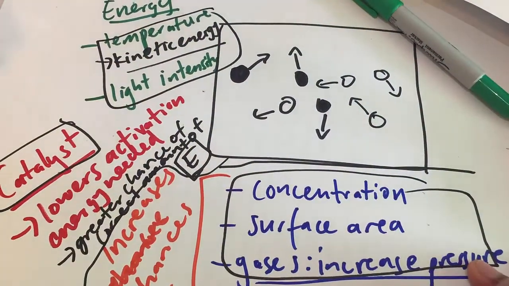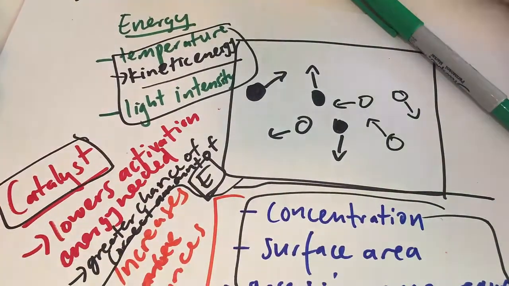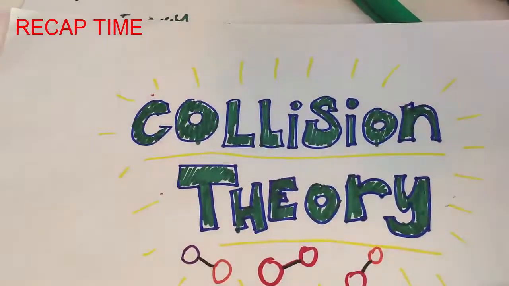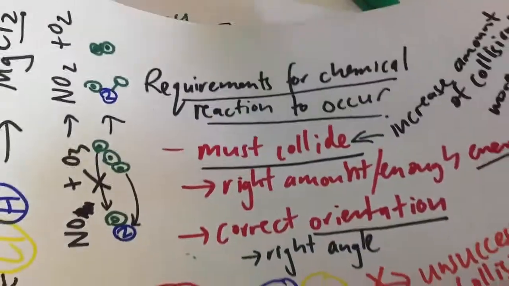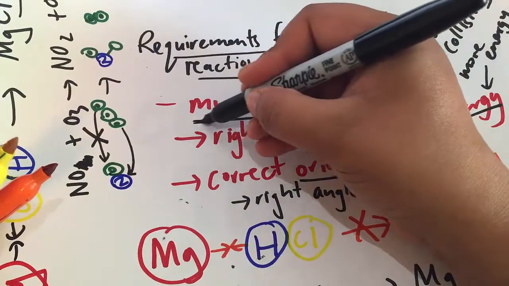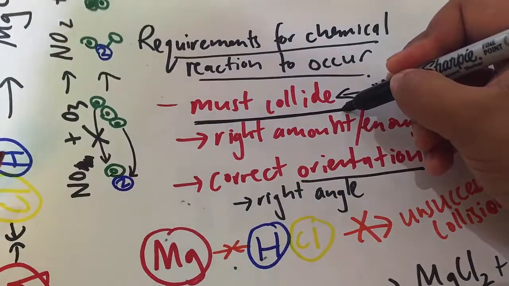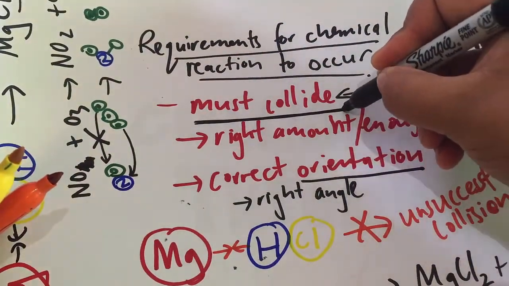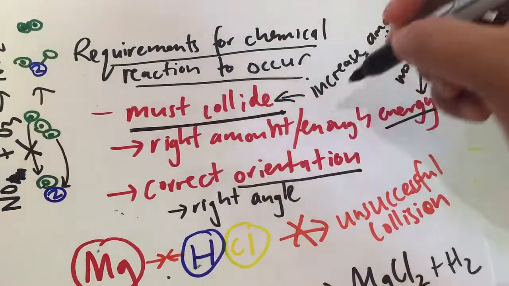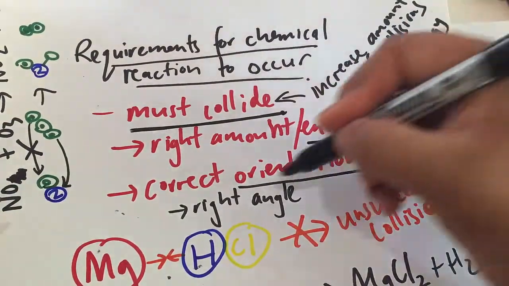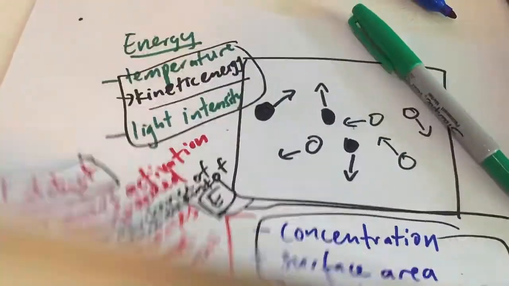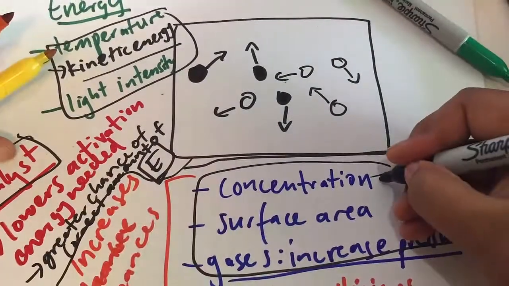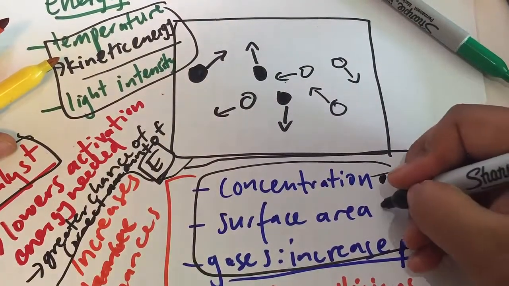Okay, so that is just a really short recap of collision theory. The main thing that we're looking at again is that when we have a chemical reaction, we must have the particles colliding in order to get a successful collision, or in order to get a chemical reaction to occur. They need to react with the right amount of energy and in the correct orientation in order for that chemical reaction to occur. But also we can manipulate that by increasing the concentration of our reactants, increasing the surface area that they're exposed to.